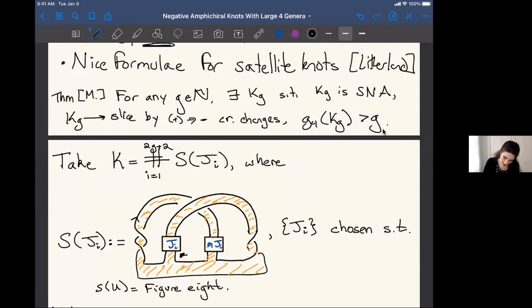So we're going to take our KG to be the connected sum of 2G plus 2 of these knots, where we've chosen the JIs to be increasingly complicated as measured by the Tristram-Levine signature function. And I'll say more about that later. And also at one point, we're going to need reversible.